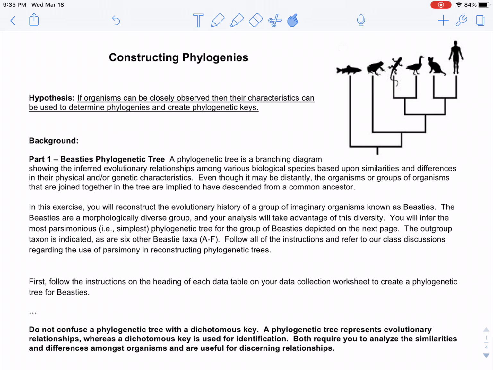We're going to be learning about constructing a phylogenetic tree for the Beasties lab today. And I wanted to introduce a few things about how to go about setting up this lab so that when you actually do partake in it, you're not getting confused later. So please follow along. And again, if you have any questions, please feel free to email me or we can start a group chat on Zoom sometime later today.